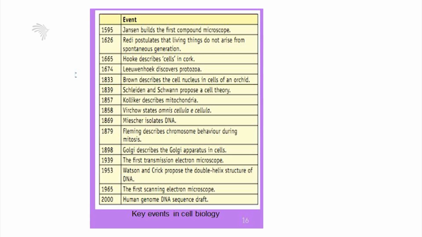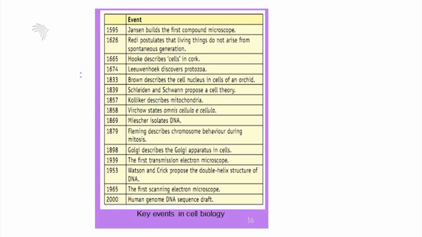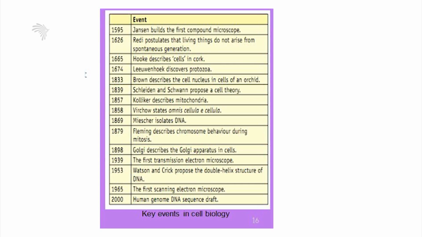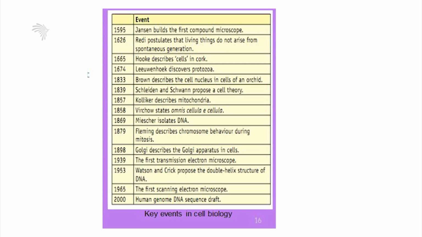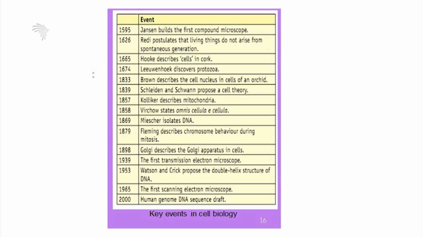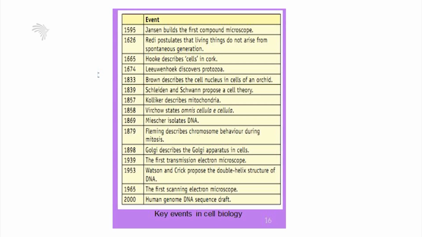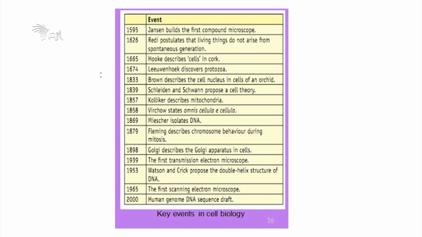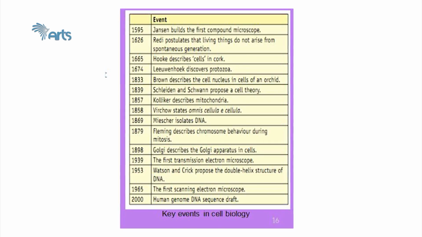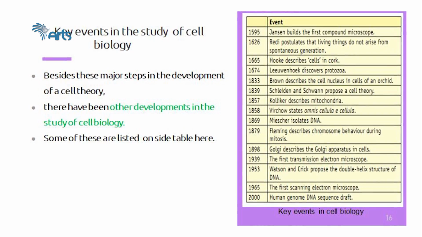In 1879, Flemming describes chromosome behavior during mitosis. In 1898, Golgi describes the Golgi apparatus in cells. In 1939, the first transmission electron microscope is invented. In 1953, Watson and Crick propose the double helix structure of DNA. In 1965, the first scanning electron microscope is invented. And in 2000, the human genome DNA sequence is drafted. So these are the key events in the course of development of the cell theory.